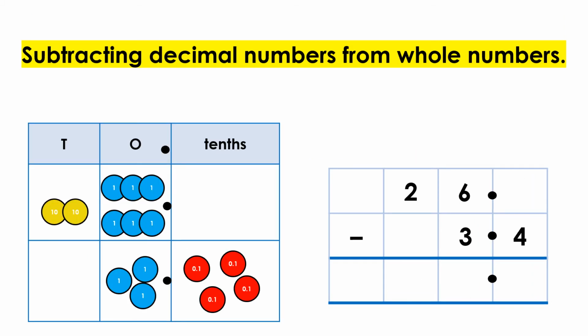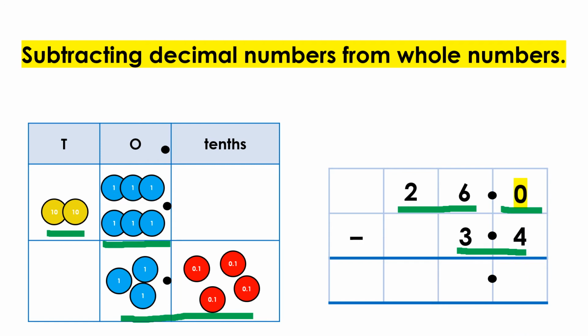It's the same thing when it comes to subtracting decimal numbers and whole numbers. So let's have a look at this one. We have our whole number, which is represented over here with 2 tens and 6 ones, and we have our decimal number, which again is represented over here. Now we can't start subtracting these numbers because we haven't included our placeholder, which would go over here. So let's add that in. Now we can start subtracting.